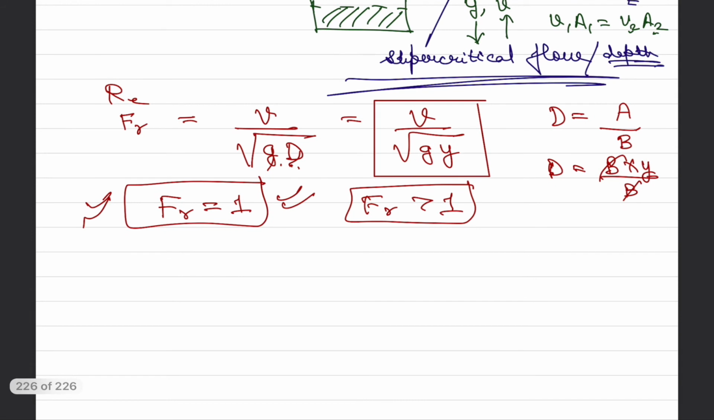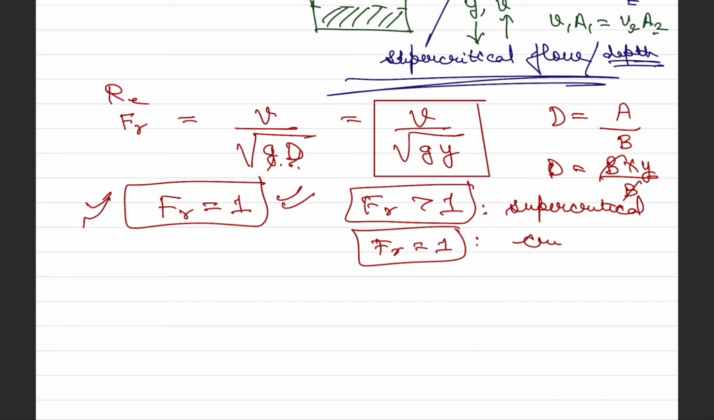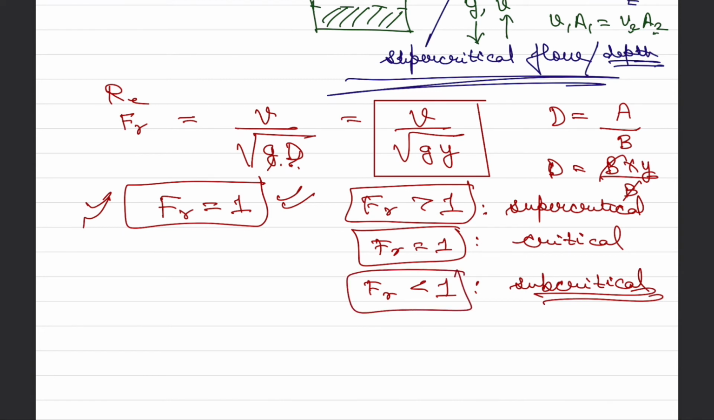So if our Froude number is greater than 1, our flow would be supercritical. If our Froude number is equal to 1, our flow would be critical. And if our Froude number is less than 1, our flow would be subcritical. And now you can relate to it the probability that we will have formation of a hydraulic jump.